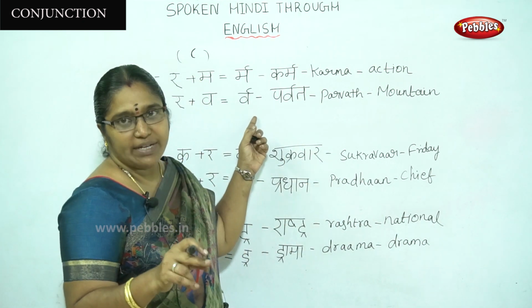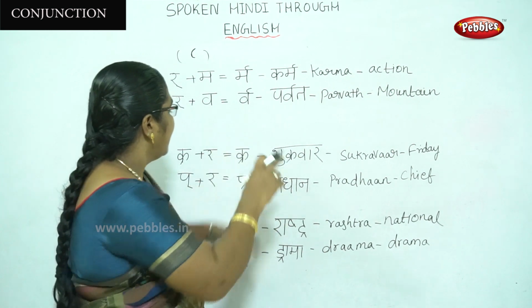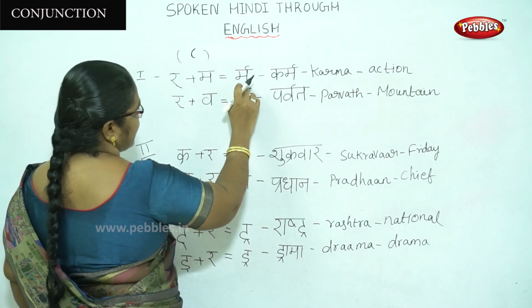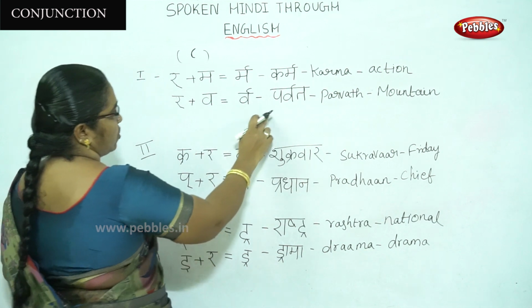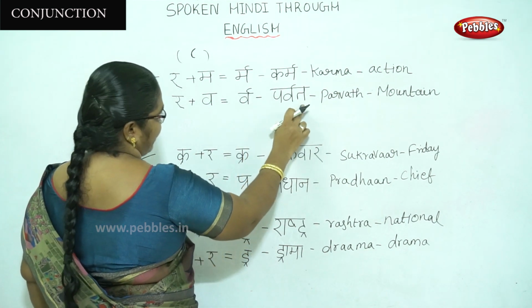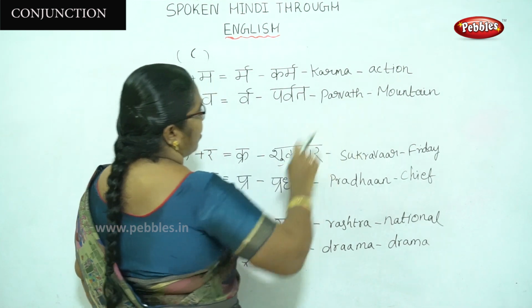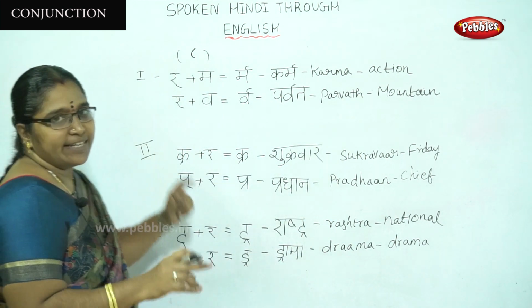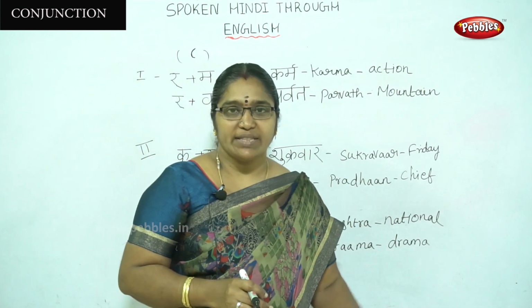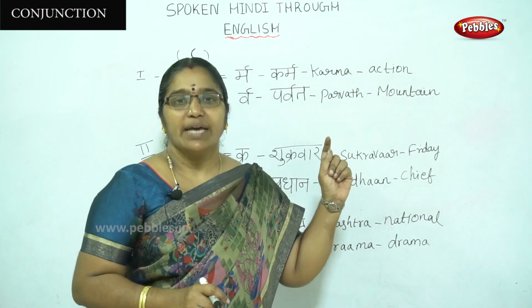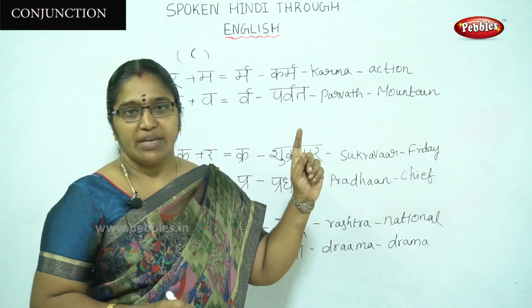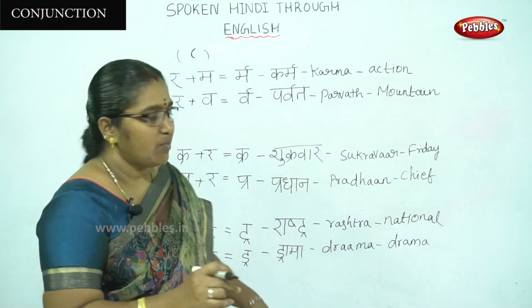That is irva. The pronunciation of this letter is irva. The pronunciation of this letter is irma. So the word becomes parvat. The pronunciation is parvat. The meaning is mountain. Okay, this is the first type of ir pronunciation. Let us go to the second one.